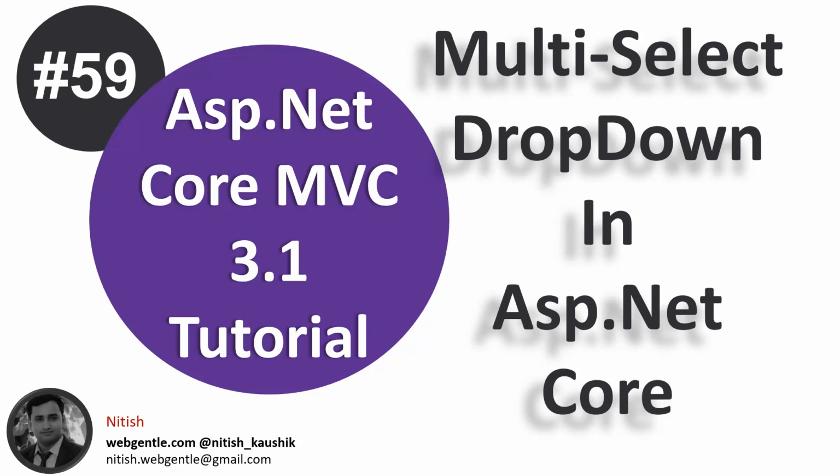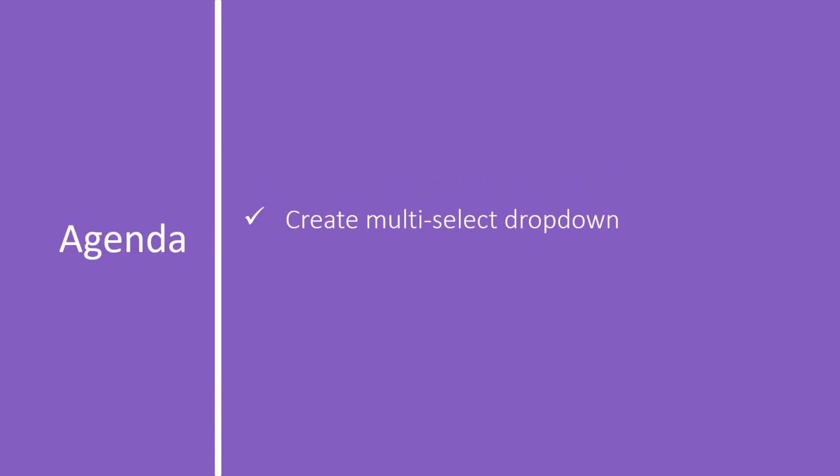In a few previous videos, we have covered multiple ways to create a dropdown in ASP.NET Core. Now today in this video we will learn how to create a multi-select dropdown in ASP.NET Core. Let's start. We will learn how to create a multi-select dropdown in ASP.NET Core, and several other things which are required to create a multi-select dropdown we will learn in this video.